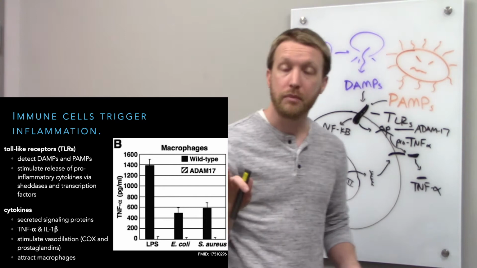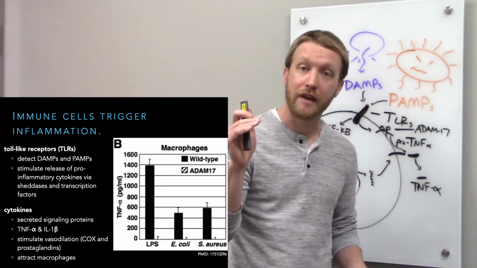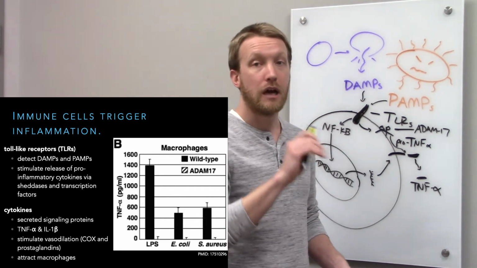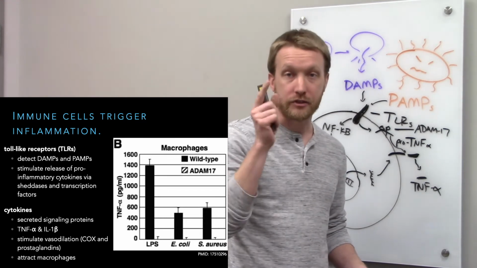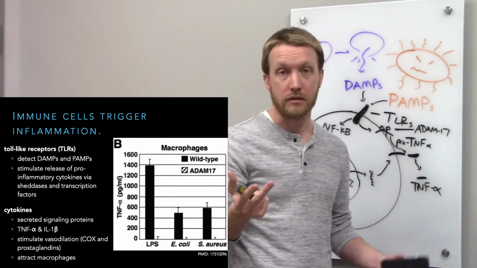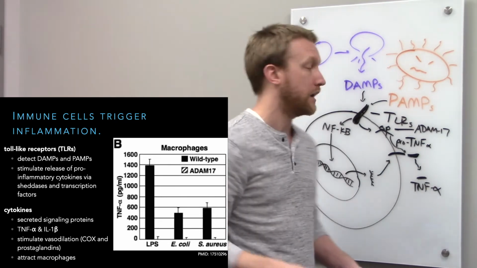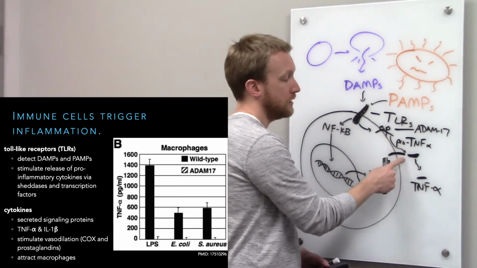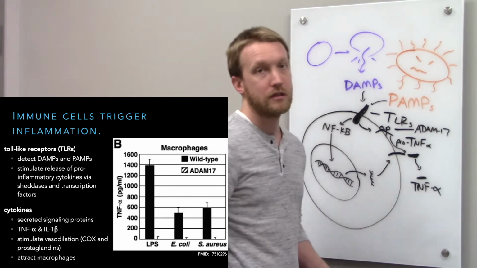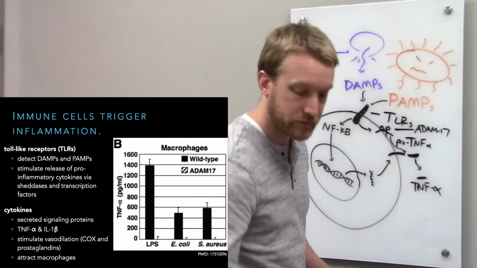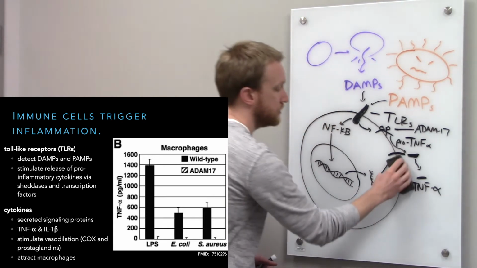Anyway, you put on some PAMPs, you get a whole lot of tumor necrosis factor unless you knock out ADAM17. And the striped bars that you can't see because the level of TNF-alpha is basically 0, those are from ADAM17 knockouts. So if you don't have your shedase, you don't cut pro-TNF-alpha, you don't liberate TNF-alpha. That's all that's showing us. Okay, so what does TNF-alpha do for us?